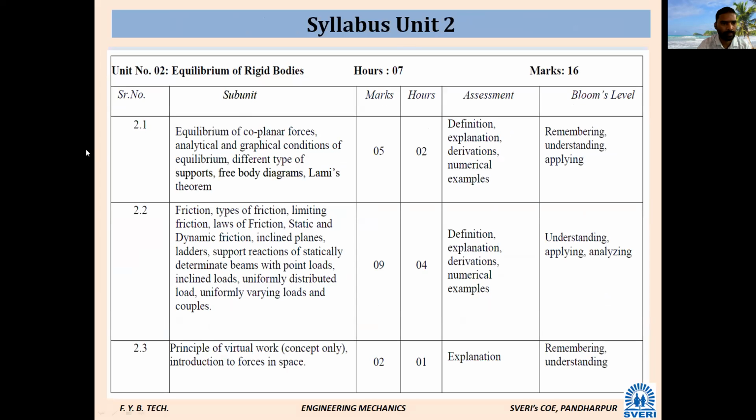Syllabus unit 2. In 2.1 we have seen equilibrium of coplanar forces, analytical method and graphical method. In the graphical method, we have seen just the principle. Then different types of supports, free body diagram, Lami's theorem. Then friction: types of friction, limiting friction, laws of friction, static and dynamic friction, inclined plane, ladder, support reactions of statically determined beams with point loads, inclined loads, uniformly distributed loads and uniformly varying loads. All these points we have discussed thoroughly.